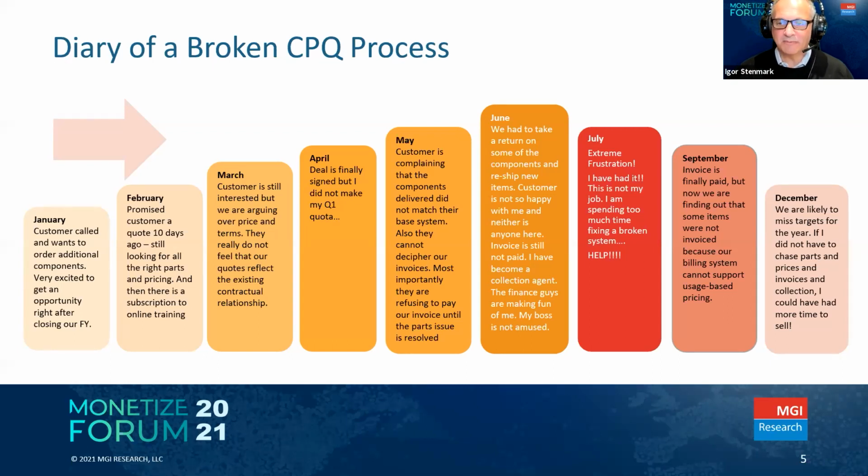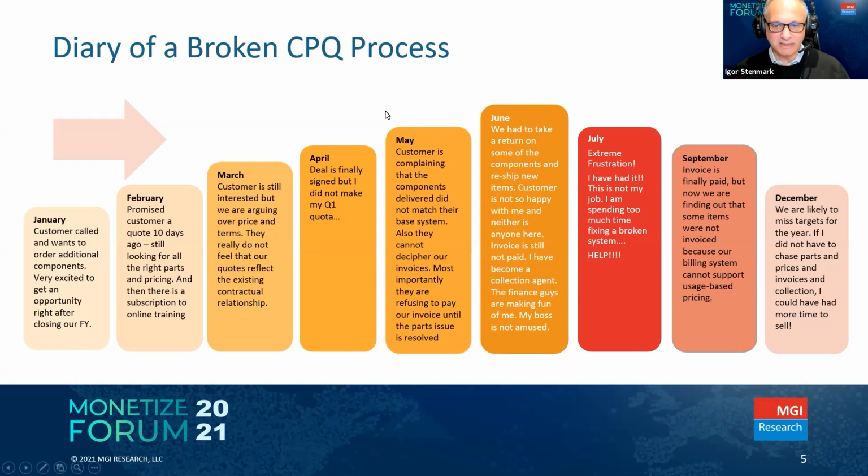September, invoices finally paid. But now we are finding out that some items were not invoiced because our billing system cannot support usage-based pricing. December, we are likely to miss targets for the year. If I did not have to chase parts and prices and invoices and collection, I could have had more time to sell. So I think all of you here get the picture.